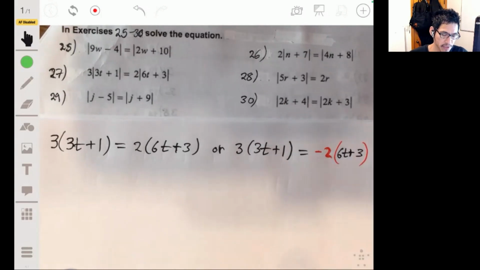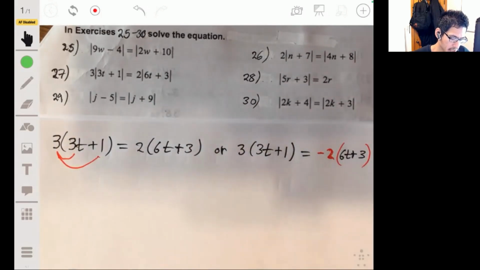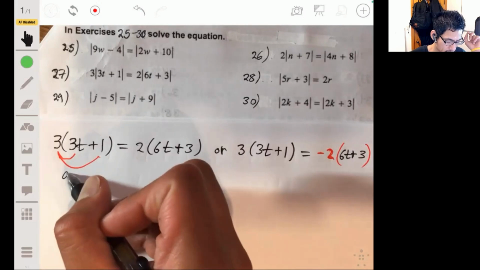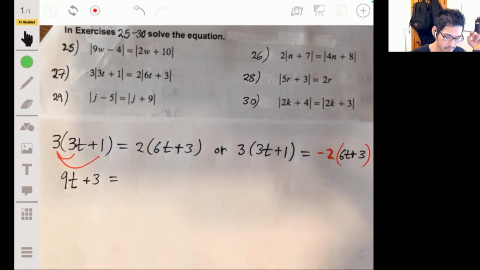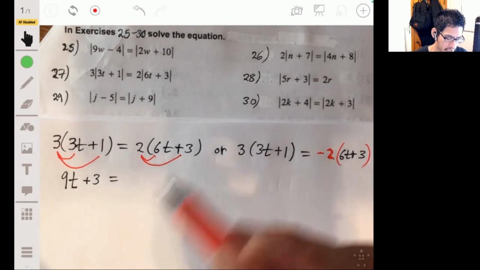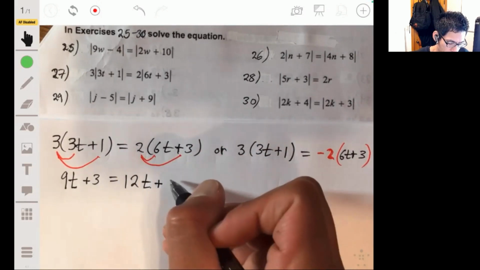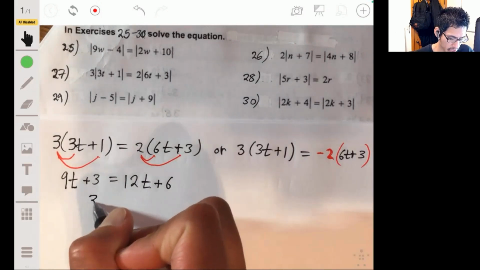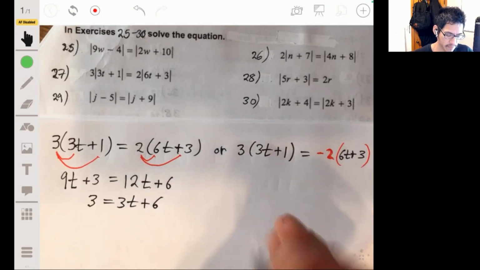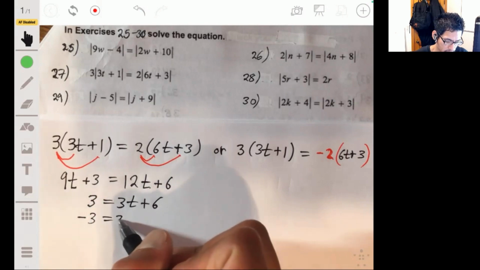The weird plus, but let's make sure we understand. Then we just do the math. 3 times 3t, 3 times a 1, 9t, make sure you got the t there, plus 3 equals, let's distribute that 2 to the 6t and 3, 12t, times a 2 plus a 3, so plus a 6. Let's take away 9t from both sides to get 3 equals 3t plus 6. Let's now take away 6 from both sides. So negative 3 equals 3t.